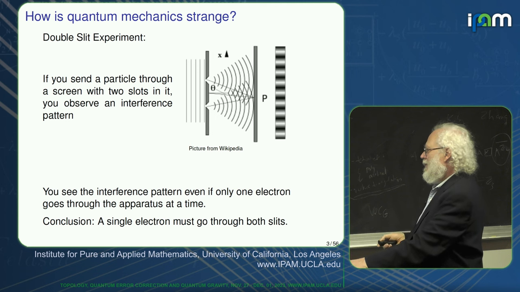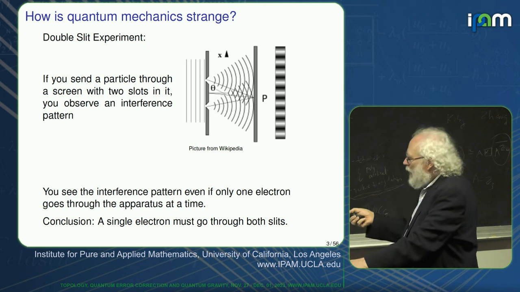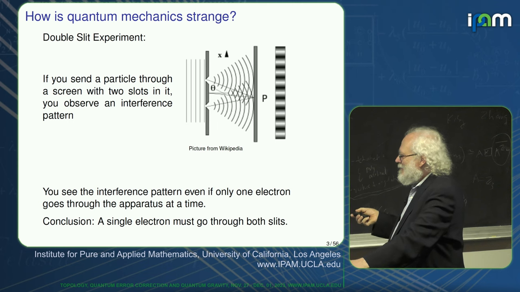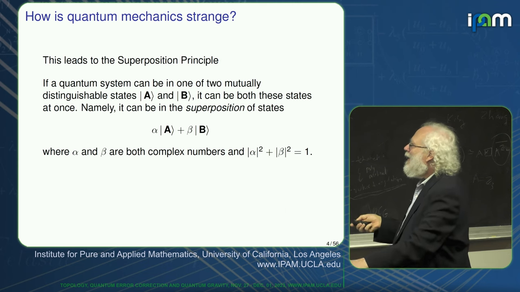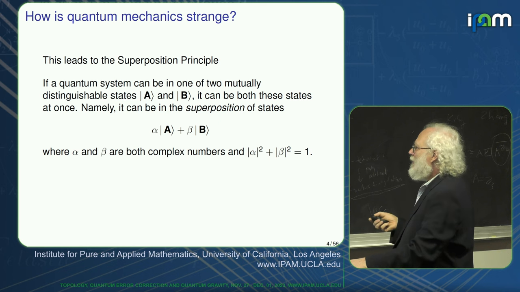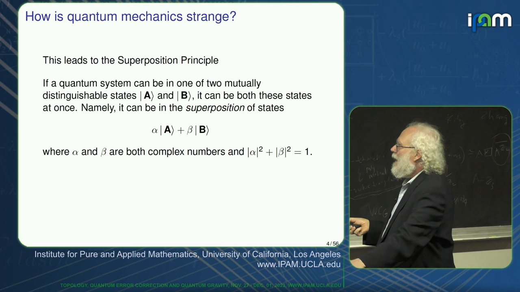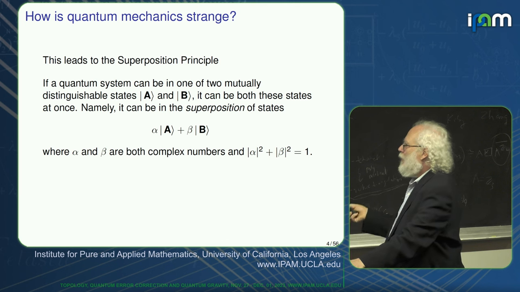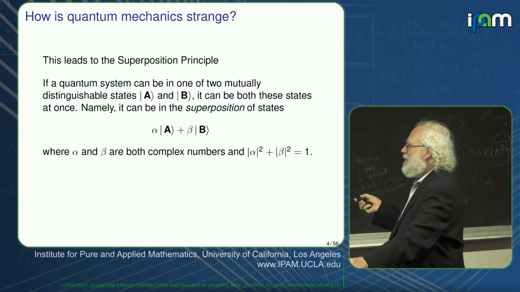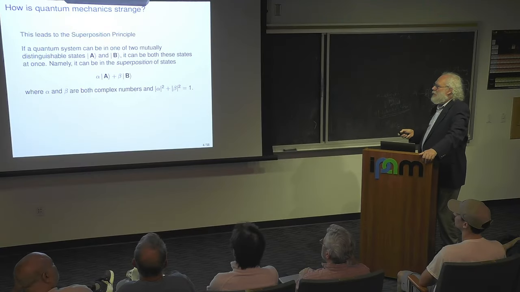And what does this mean? Well, the obvious conclusion to draw is that a single electron goes through both slits at once and forms the interference pattern. So this is strange. But if you do experiments and think about this, the early founders of quantum mechanics put forth the superposition principle, which says if a quantum system can be in one of two mutually distinguishable states, A and B, then it can be in both the states at once. Namely, it can be a superposition of these states, alpha A plus beta B.